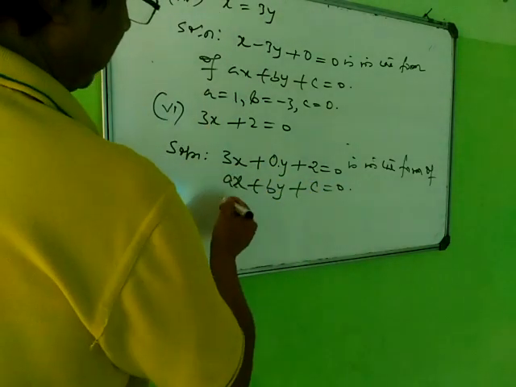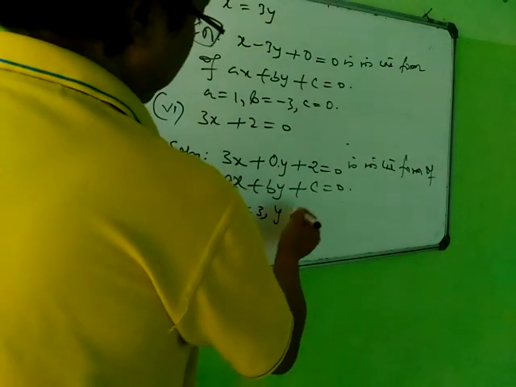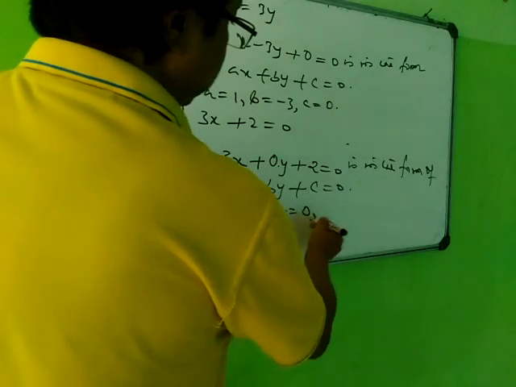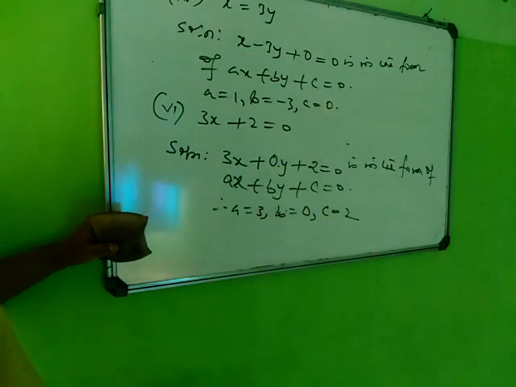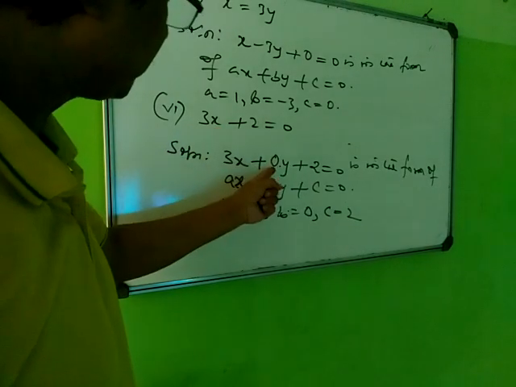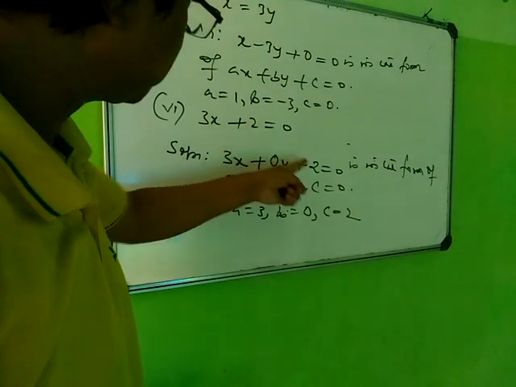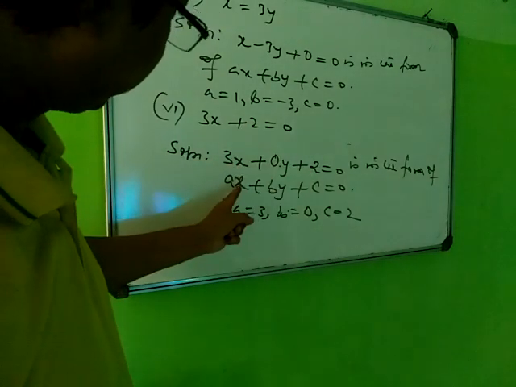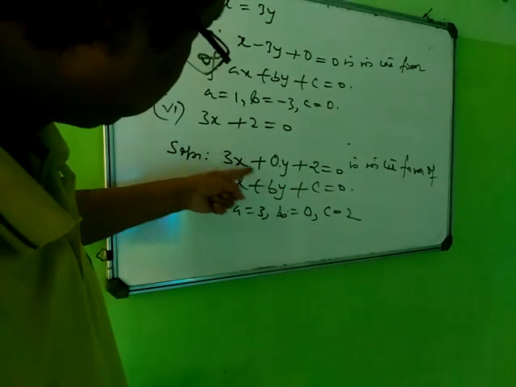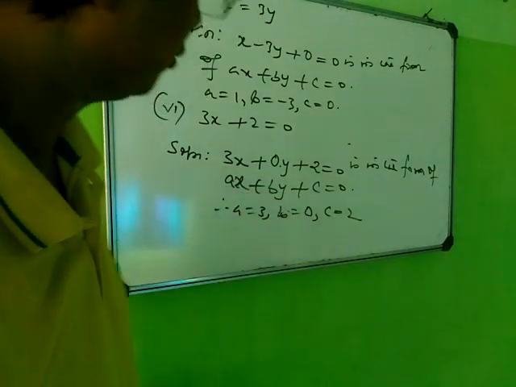So here, what is a? a is 3. b is 0 and c is 2. So here, as there is no y, you will take 0 into y, that means 0. So 3x plus 0 into y plus 2. So this is the form of ax plus by plus c equals to 0. So a is 3, b is 0, c is the constant, that is 2.